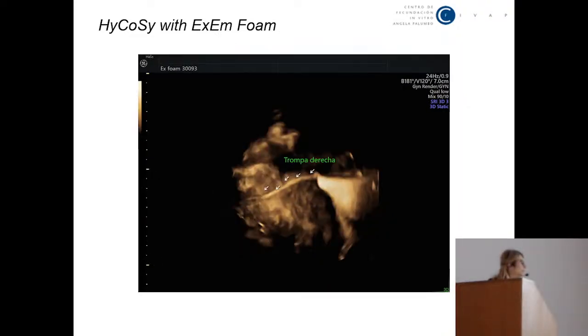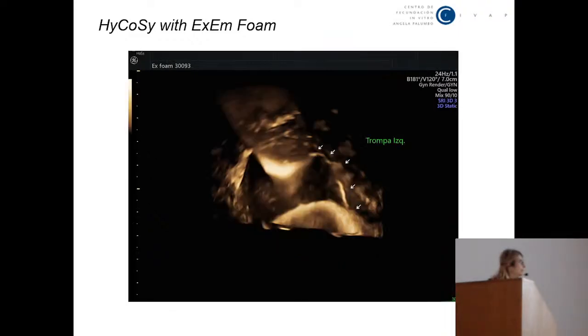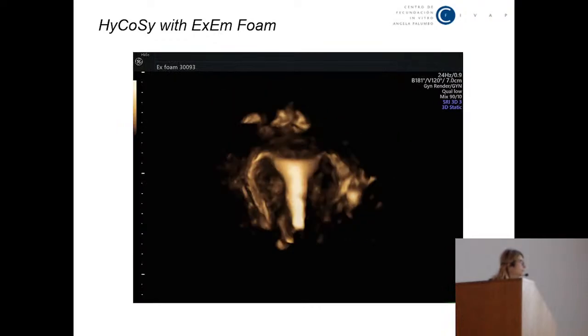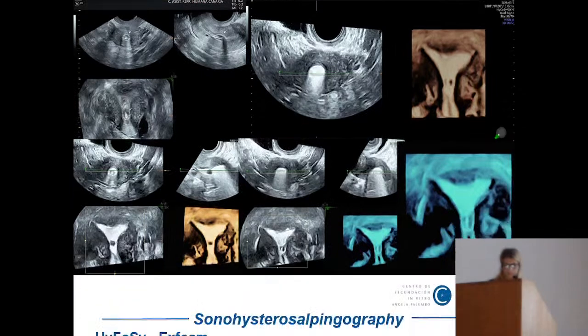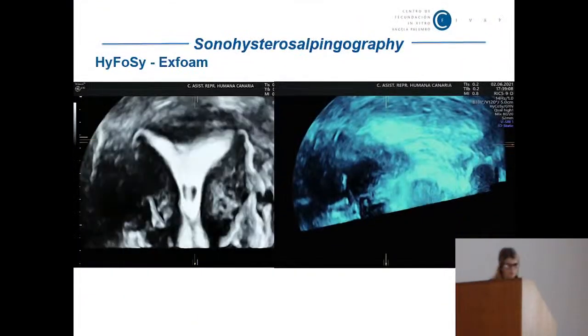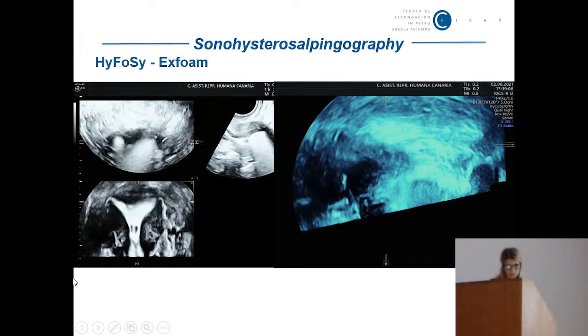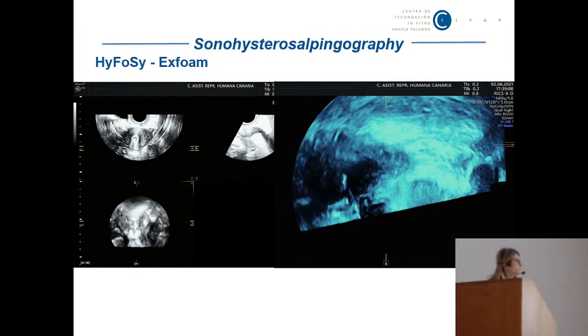And you see the tube in all its length, bilaterally and simultaneously. We can obtain well-defined images for the tubes, but less defined for the endometrium and uterine cavity. And in this video, you can see how the cavity, the tubal ostium, and the intrauterine tract of the tube appear.